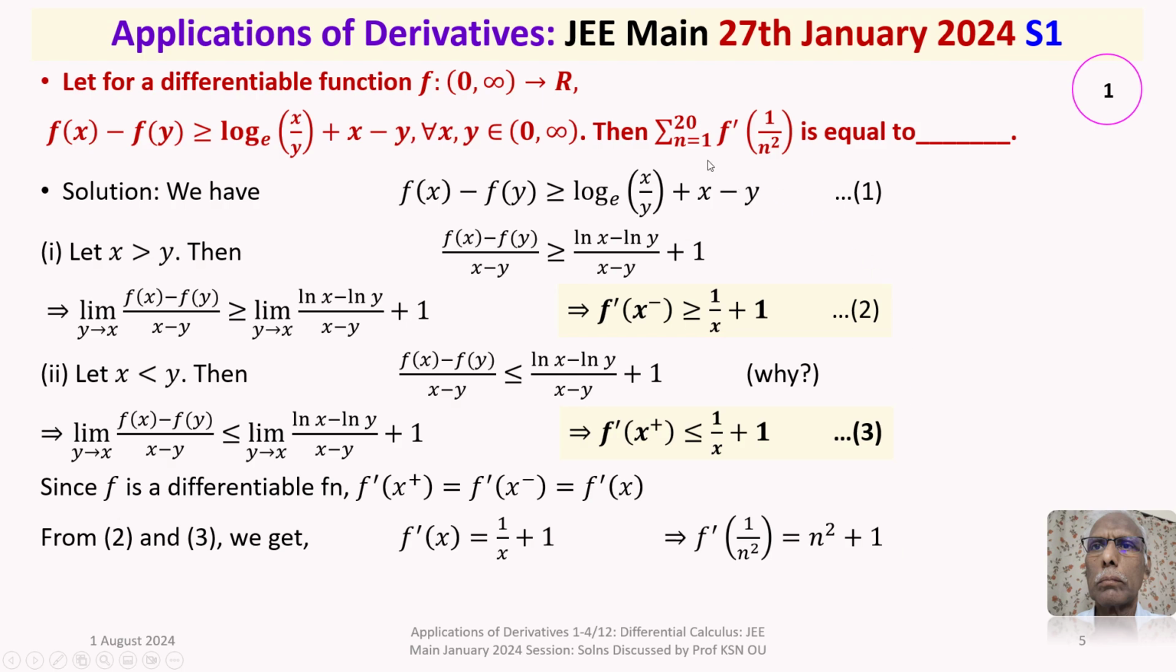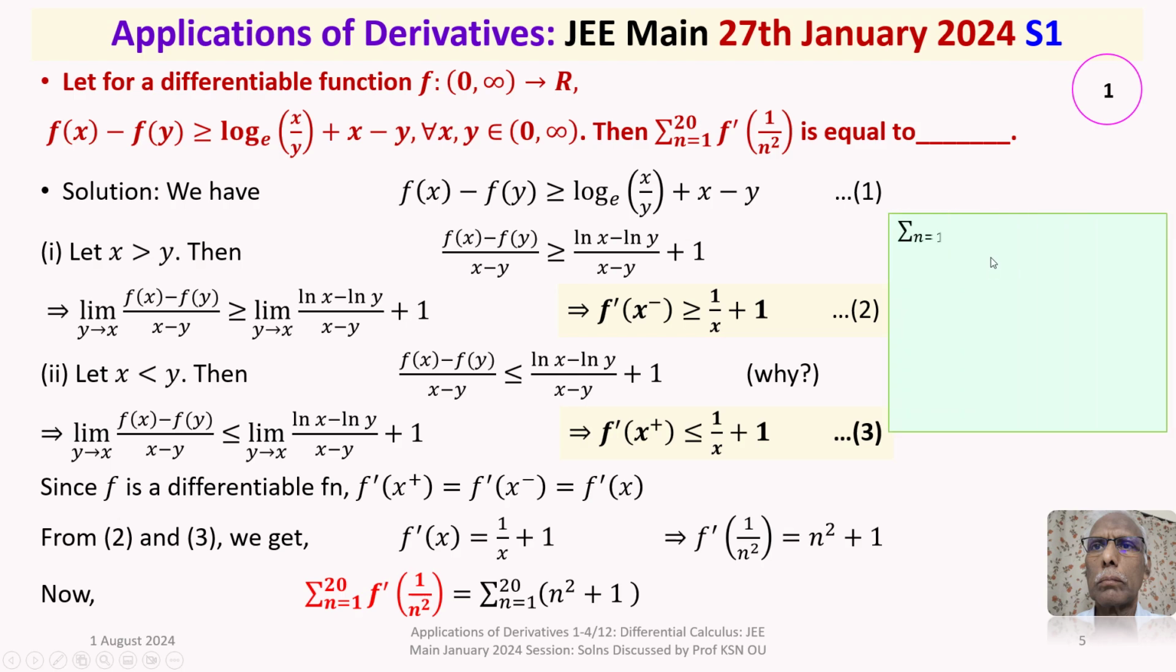So now we want the summation. So now sigma n is equal to 1 to 20, f prime of 1 by n square will be sigma n is equal to 1 to 20, f prime of 1 by n square is n square plus 1. Right. And now what is this value? We will show you in the adjoining snippet.